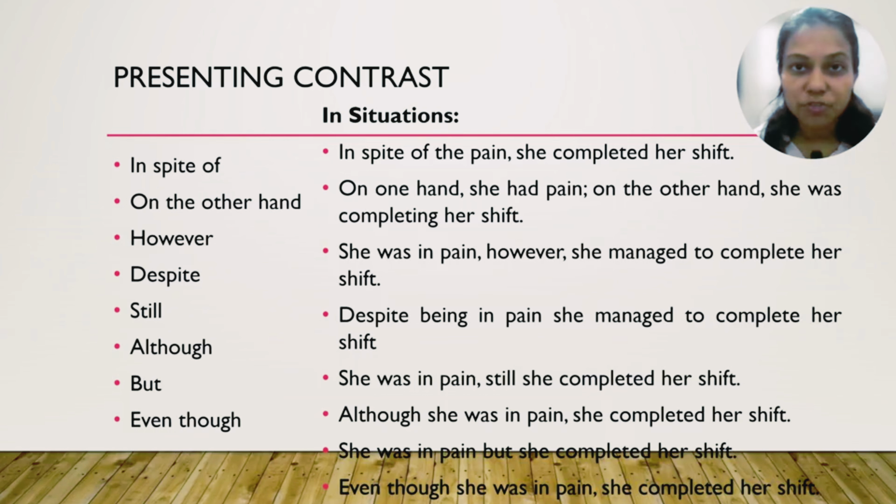In situations when you have to present a contrast: in spite of the pain, she completed her shift. On one hand she had pain, on the other hand she was completing her shift. However, she was in pain, however, she managed to complete her shift. Still, despite being in pain, she managed to complete her shift.